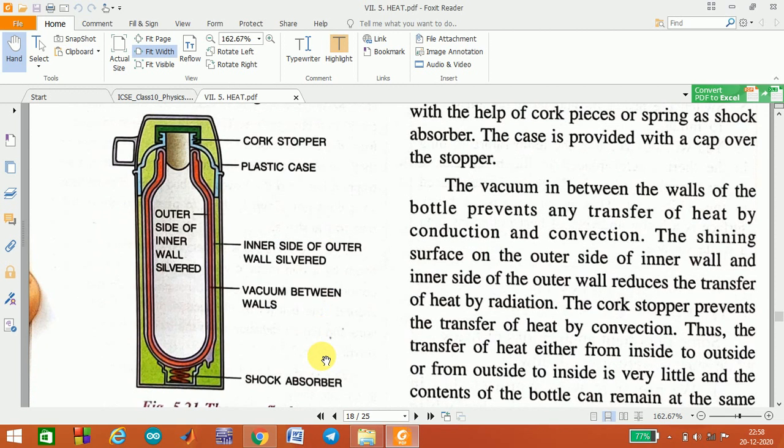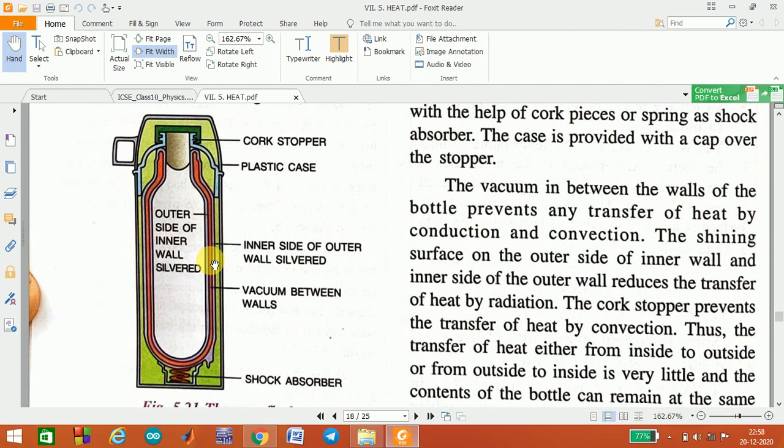The thermoflask is a special kind of flask or bottle. It is used to keep a hot liquid hot or a cold liquid cold for a long time. A thermoflask is shown in the figure. This is the thermoflask. Now we will see what it is made up of. It consists of a double-walled glass bottle. You can see the double-walled glass bottle here.